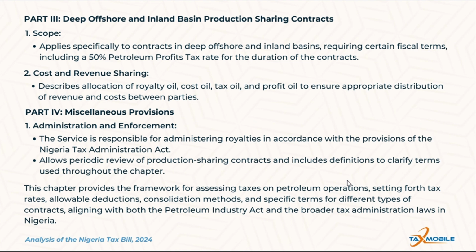Number two, under the analysis and implication, is the alignment with the Petroleum Industry Act. This chapter complements the Petroleum Industry Act by incorporating its fiscal principles, such as incentives for gas utilization and provisions for decommissioning contribution. Number three, incentivizing investment by offering reduced tax rates for deep offshore and inland basin operations. The bill encourages investment in high-risk areas critical to Nigeria's energy security and economic diversification.